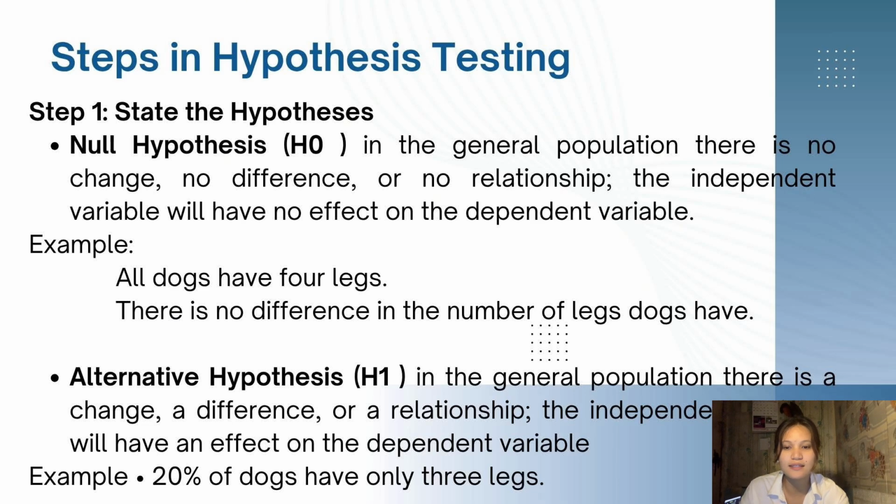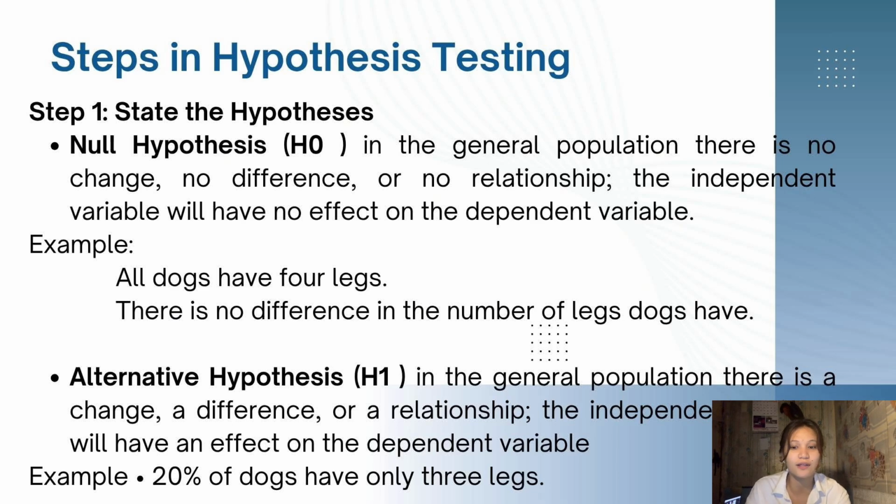Now, let's dive in to step 1, state the hypothesis. The first step is to state our hypothesis, where we begin with the null hypothesis, which we denote as H0, like H. This is the assumption that there's no effect or no difference or no relationship present in the population. It's essentially the status quo. So for example, we might say all dogs have 4 legs. This implies that there's no difference among dogs in terms of leg count.